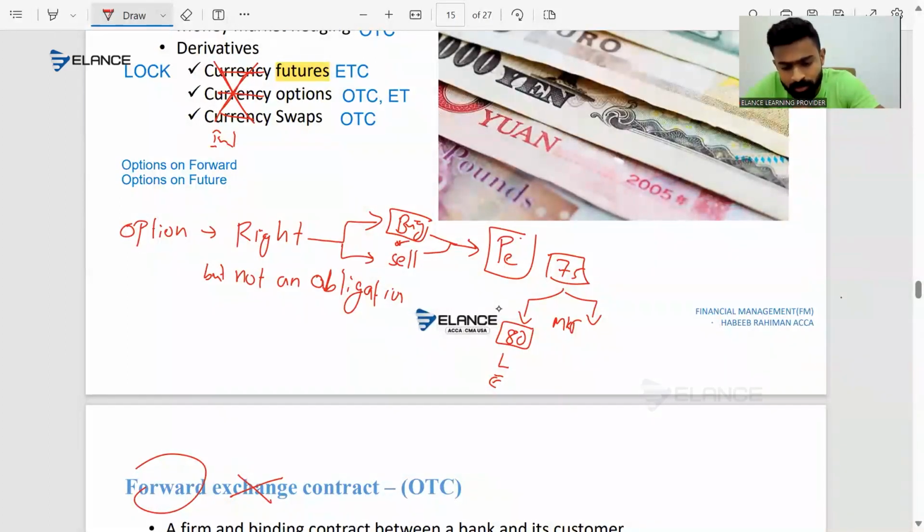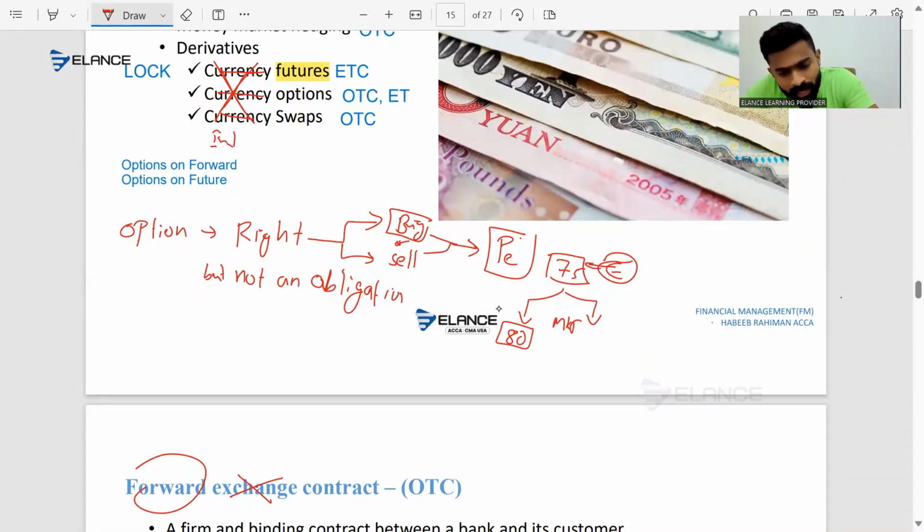Did I make any mistake? Once again, my mistake. If we have an option to buy and the market rate is 80, we will exercise the option and buy at 75, right? Since buying at 75 is better, we will exercise it.